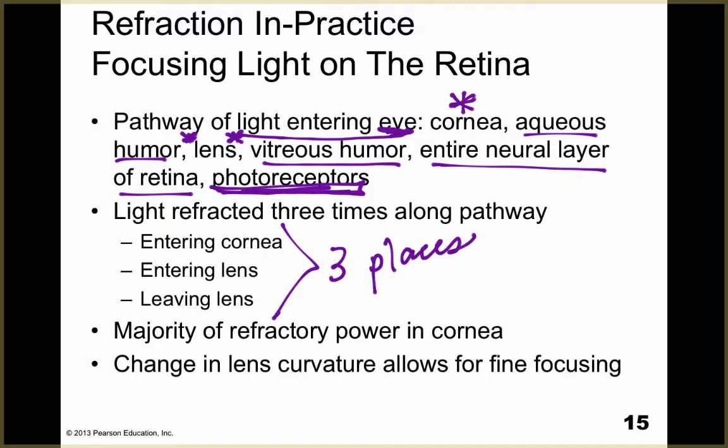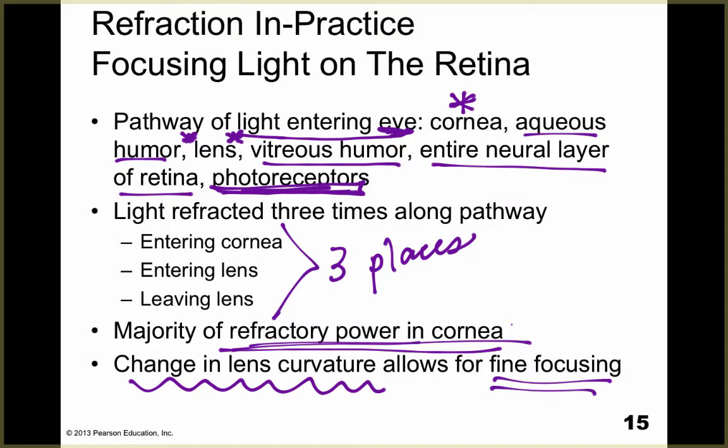The majority of the refractive power, when you're just looking normally, is in the cornea. And basically, we get the change in the lens curvature when we're trying to focus on things close up, like that fine focus.